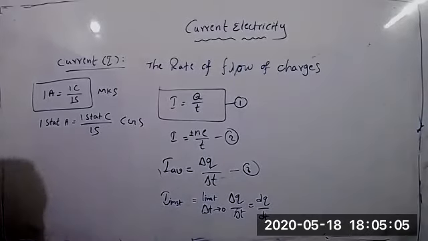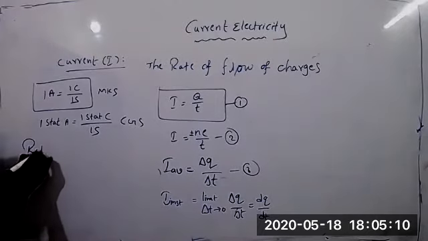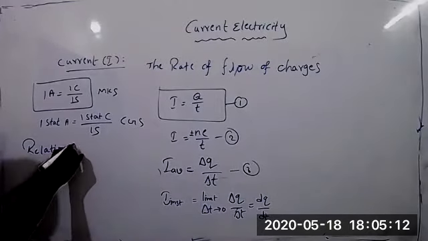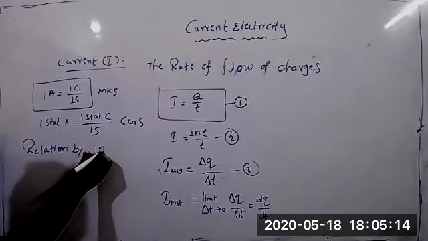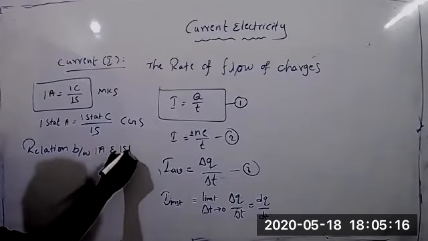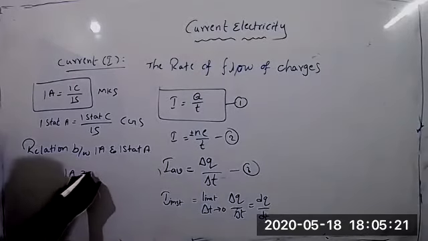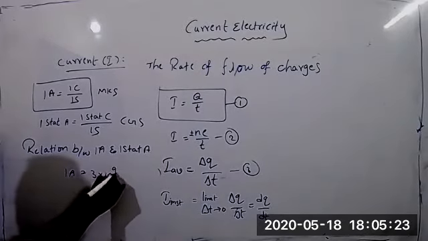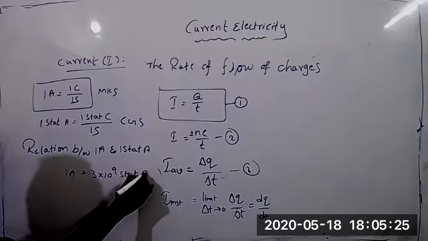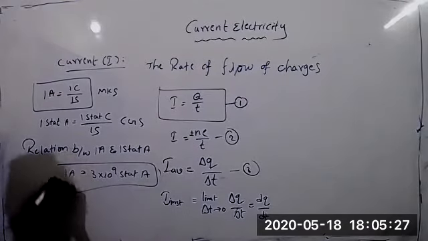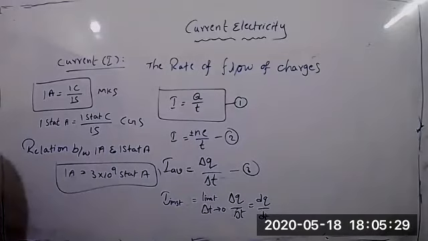According to electrostatics, the relation between 1 ampere and 1 stat ampere is: 1 ampere equals 3 into 10 to the power of 9 stat ampere. These are the units for current.